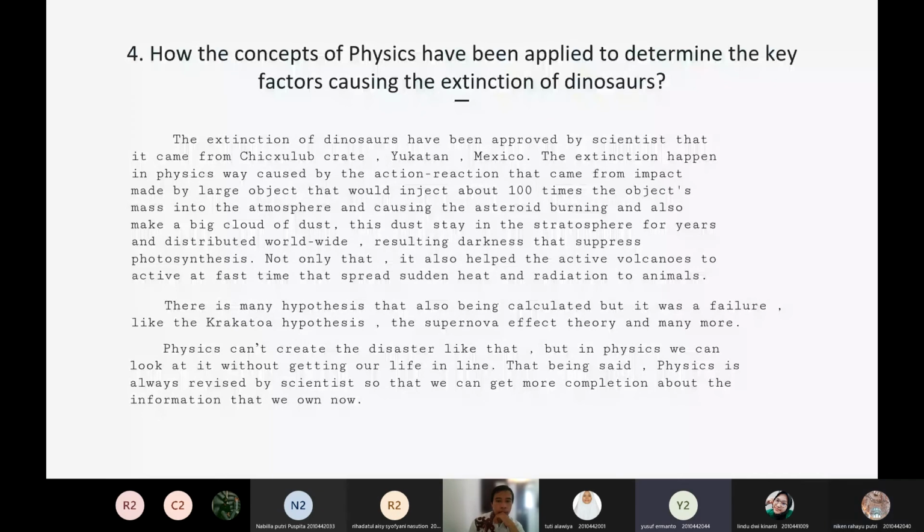There are many hypotheses that have also been calculated, but they failed, like the Krakatoa hypothesis, the supernova effect theory, and many more. Physics can create a disaster like that, but in physics we can look at it without putting our lives in line. That being said, physics is always revised by scientists so that we can get more completeness about the information that we all know. Next slide.